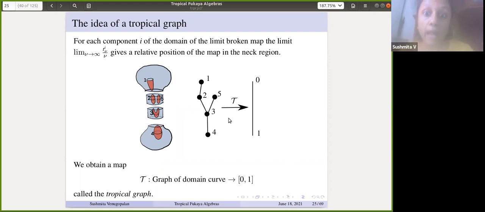So this map from the graph of the domain curve to the 0, 1 line segment is actually the tropical graph. It is not very meaningful in the case of a single cut, but it'll be highly relevant in what we are going to talk about next. So any questions so far? Okay.